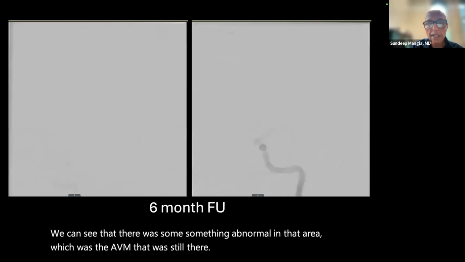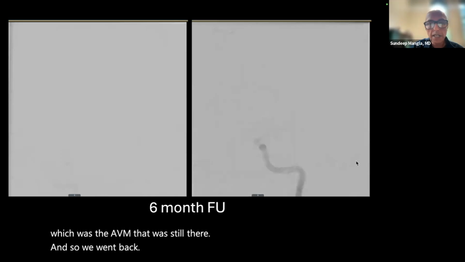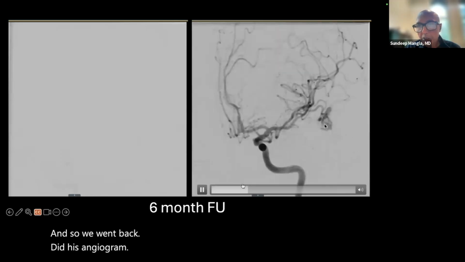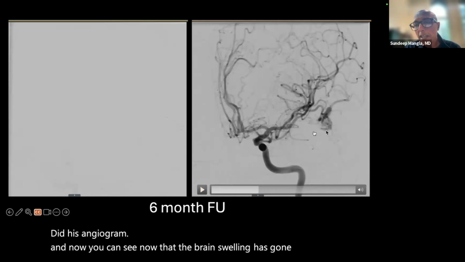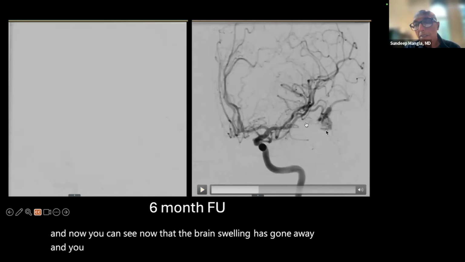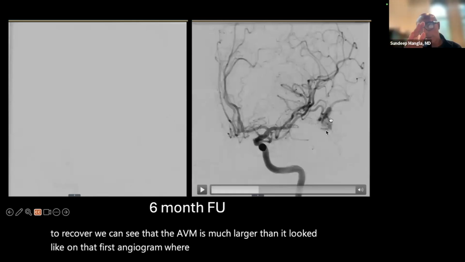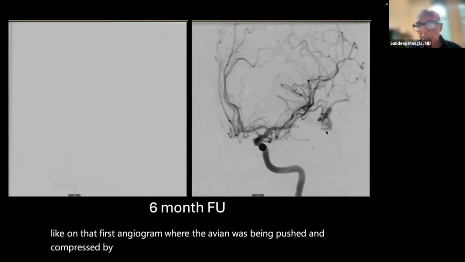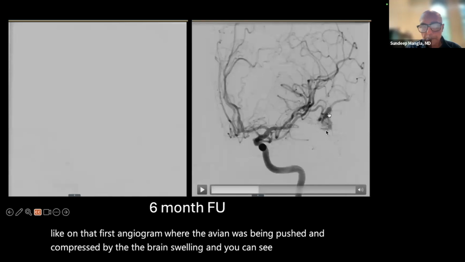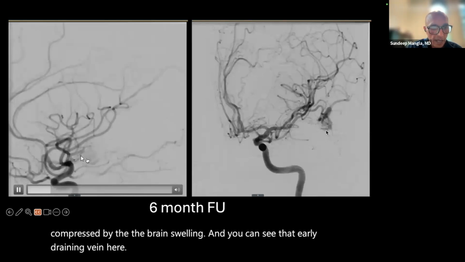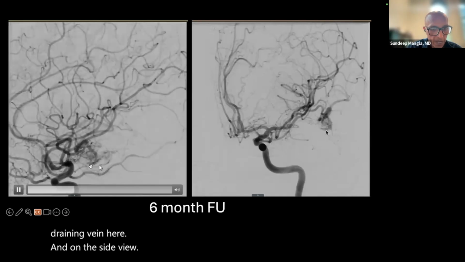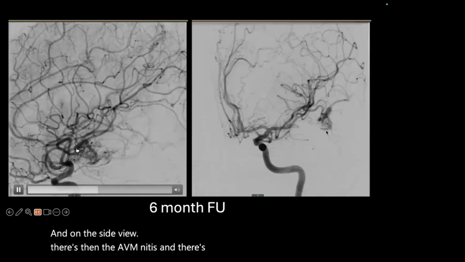And so we went back, did his angiogram, and now you can see, now that the brain swelling has gone away, and the brain has had a chance to recover, we can see that the AVM is much larger than it looked on that first angiogram, where the AVM was being pushed and compressed by the brain swelling. And you can see that early draining vein here. And on the side view, there's the AVM nidus, and there's the early draining vein.